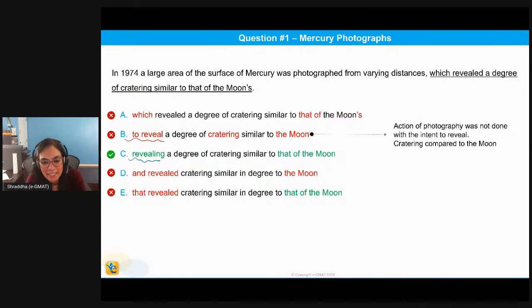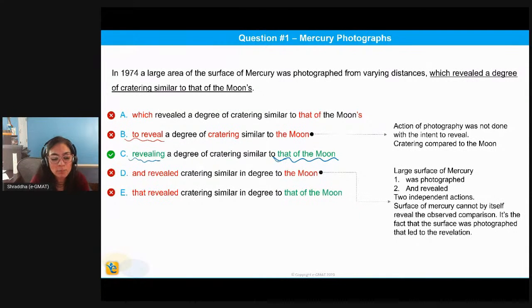If we say the comma plus verb-ing modifies the preceding action, or modifies the preceding clause, it's the same thing, because the modifier has to logically modify the action and also connect with the doer of the modified action. So the use of this modifier is correct. Why? Because the sentence is now saying that the surface of Mercury was photographed, and because the surface was photographed, it revealed a degree of cratering similar to that of the moon. This expression has also been used correctly. Here the comma plus verb-ing modifier has been used to present the result of the preceding action. Because the surface of Mercury was photographed from different distances, it revealed a degree of cratering. So choice C is the correct answer.